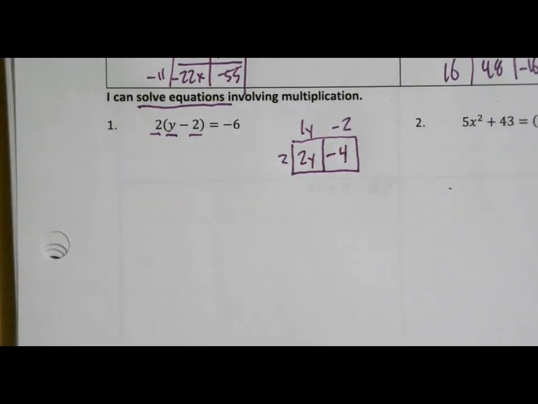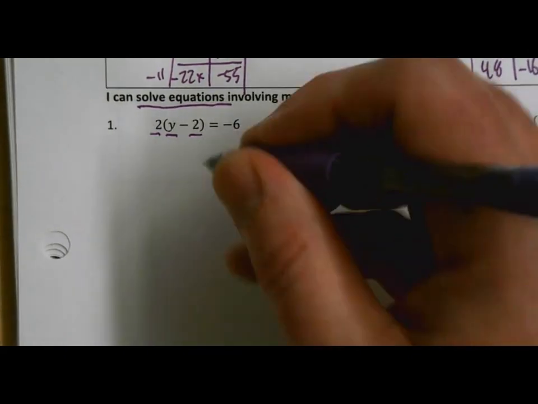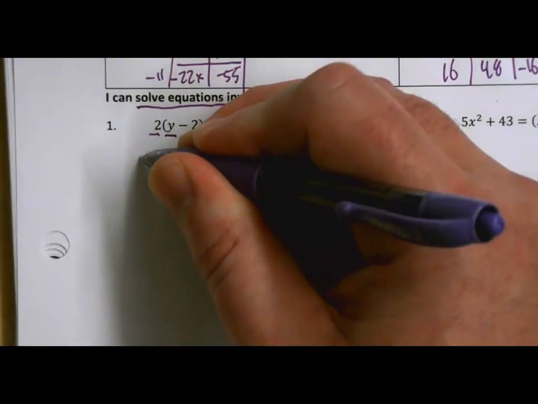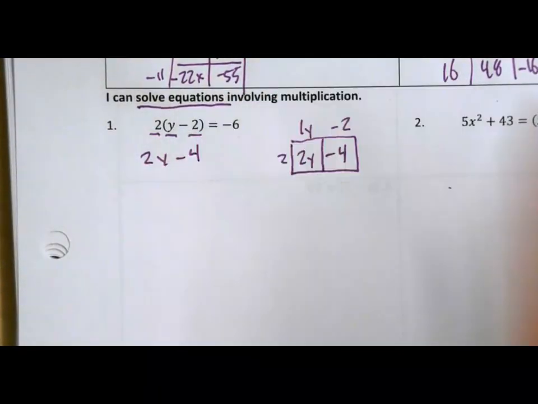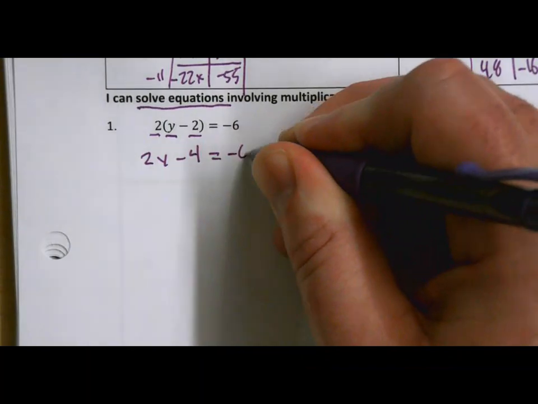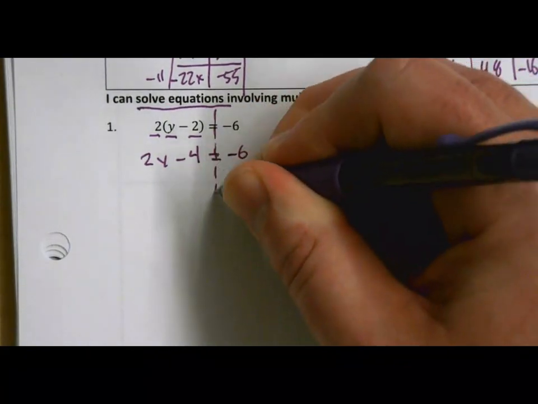Are we in agreement there? All right, that is going to come over here. What do we have? 2y and negative 4. I'm going to put that right underneath the thing that it came from. And then I'm going to drop down my equal sign, and I'm going to drop down my negative 6. Let me go ahead and draw my line down here.